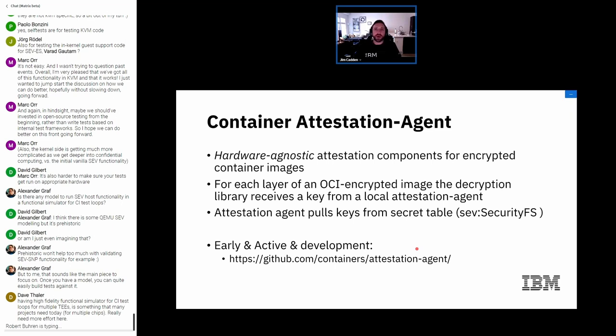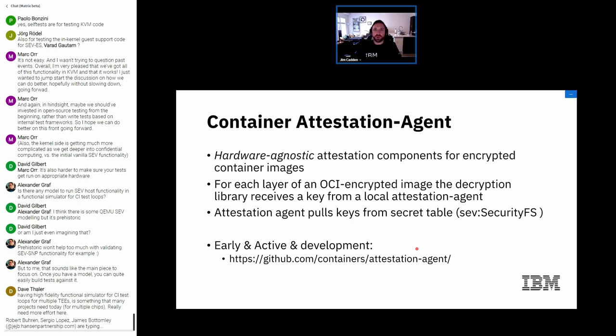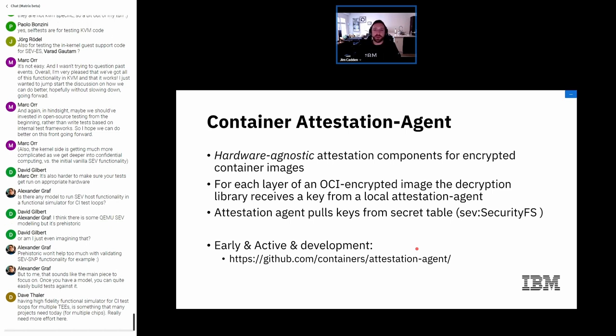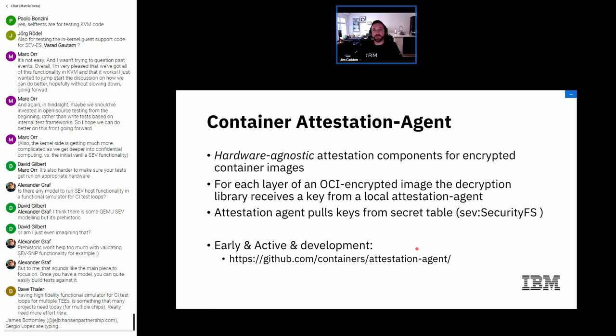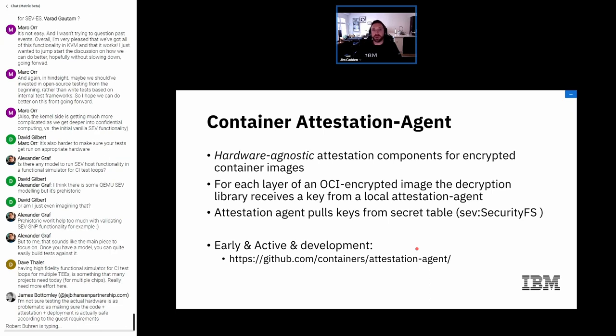So in this, we have a library called OCIcryptRS, which is written in Rust, which is responsible for decrypting each of the container layers of the encrypted image that's been downloaded. And this library is reaching out to a local attestation agent, which is running as part of the guest, which is now the hardware dependent or situational dependent piece that is either reading in local memory, like security FS, or, in other attestation models like TDX or SEV-SNP, is communicating to the external service and doing the attestation handshake and the key exchange at that point.